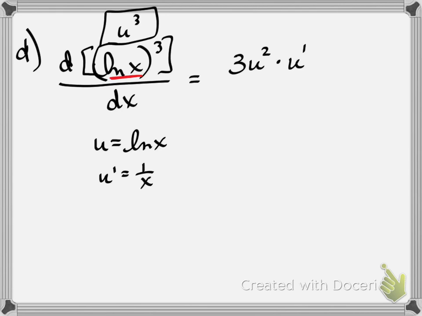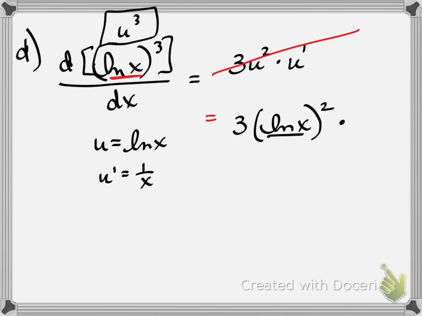So you don't have to think of it with u's. You could do it this way. You could say, okay, that's something to a power. So when I do the derivative of something to a power, it's 3 times that something to 1 less power times the derivative of the inside part. So we could do it that way.